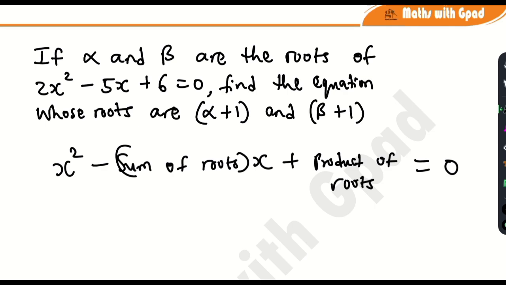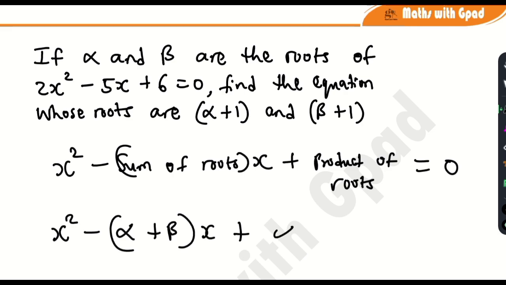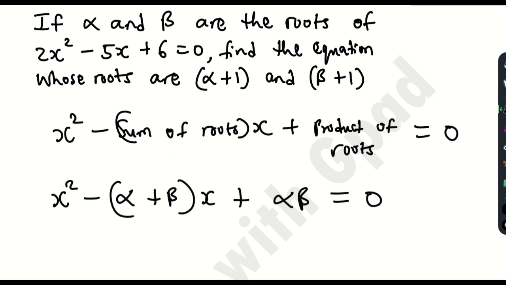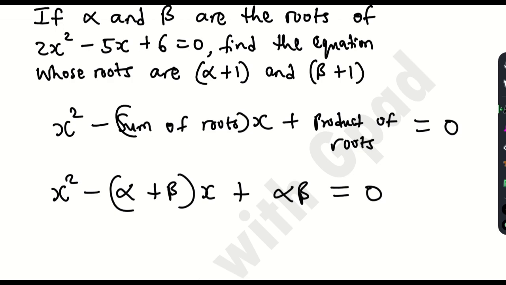Now I can rewrite this as x squared minus, remember they gave us the roots as alpha and beta. So I'm going to write alpha plus beta, that's the sum of roots, x, plus the product of roots, which is alpha beta. And this is equal to 0. Now what we need to do is to find the value of the sum of roots and also the product of roots. We are using this equation to help us get the other equation, whose roots are alpha plus 1 and beta plus 1.